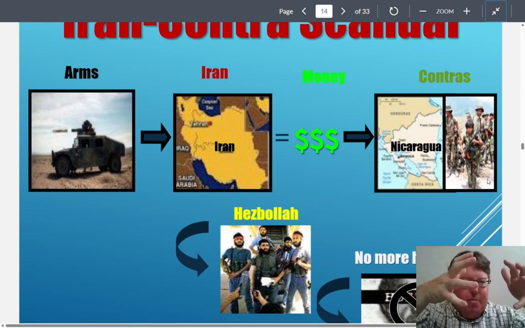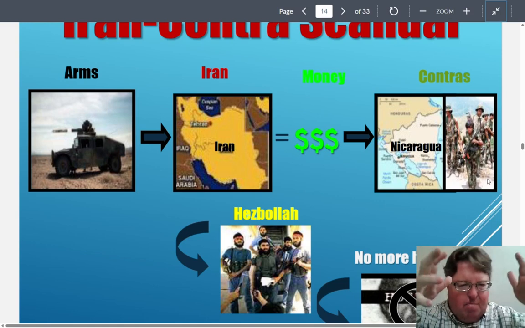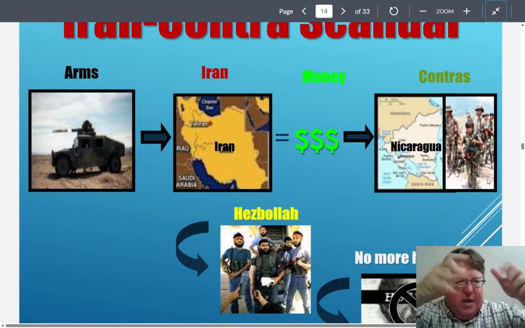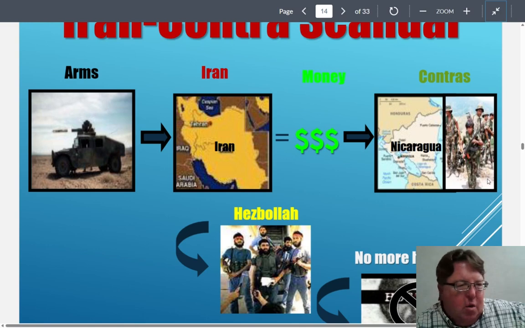Okay, so now you have a bunch of money, right? Iran bought the missiles, okay? So now you have a ton of money. The money goes into Saudi Arabian and Swiss bank accounts.